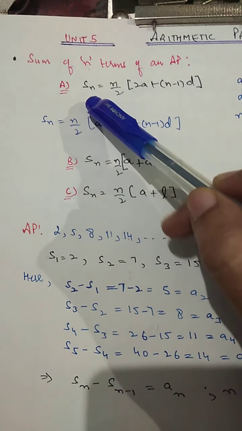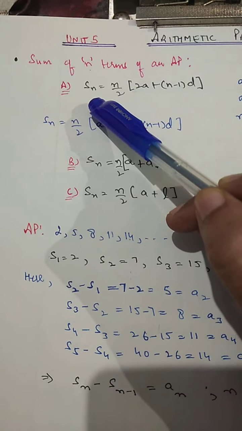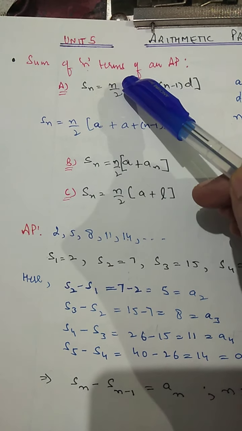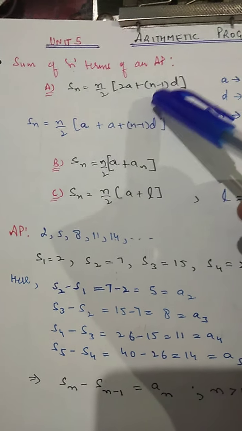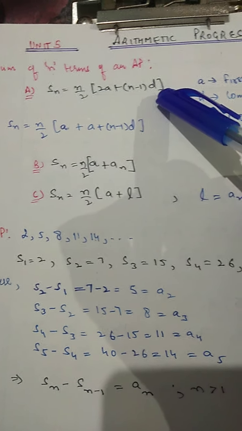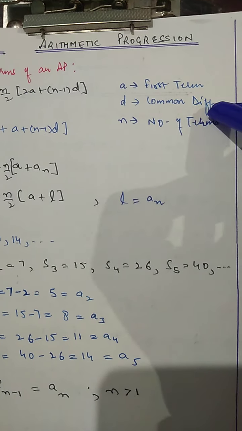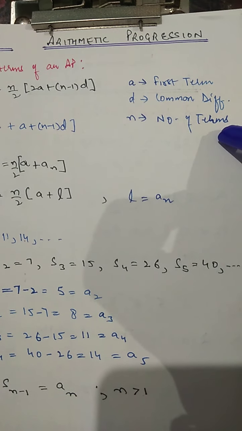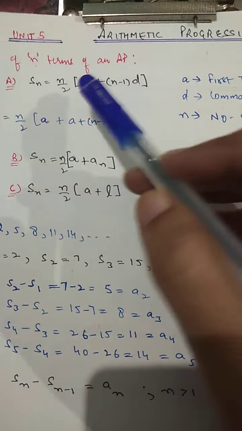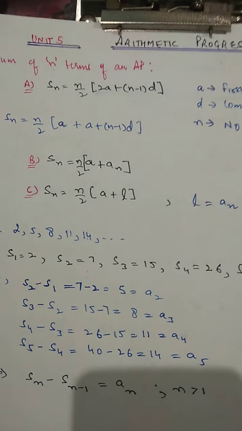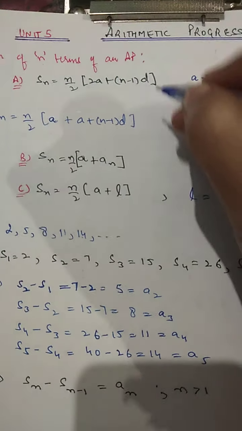So the formula used for this is Sn. Sn, which denotes the sum of n terms, is equal to n upon 2 times (2a plus (n minus 1) into d), where a, as we know, is the first term, d is the common difference, and n is the number of terms. So this is the formula that we have to use in this exercise to find the sum up to n terms.